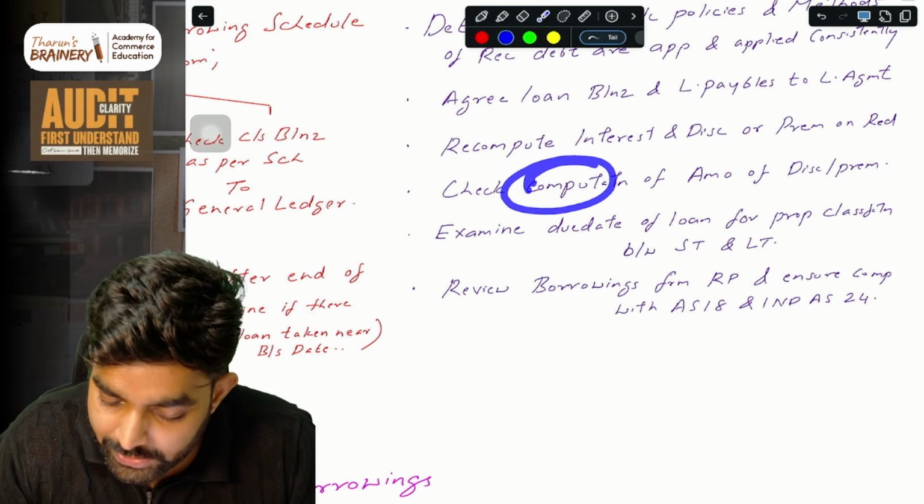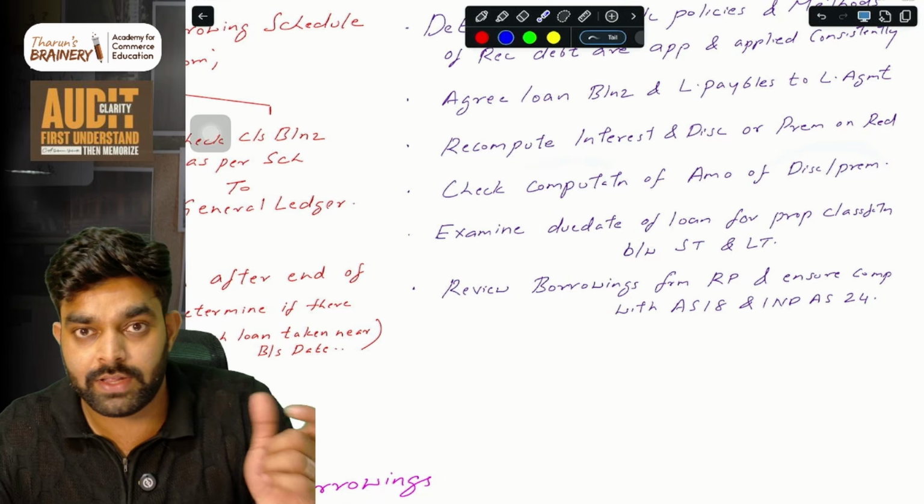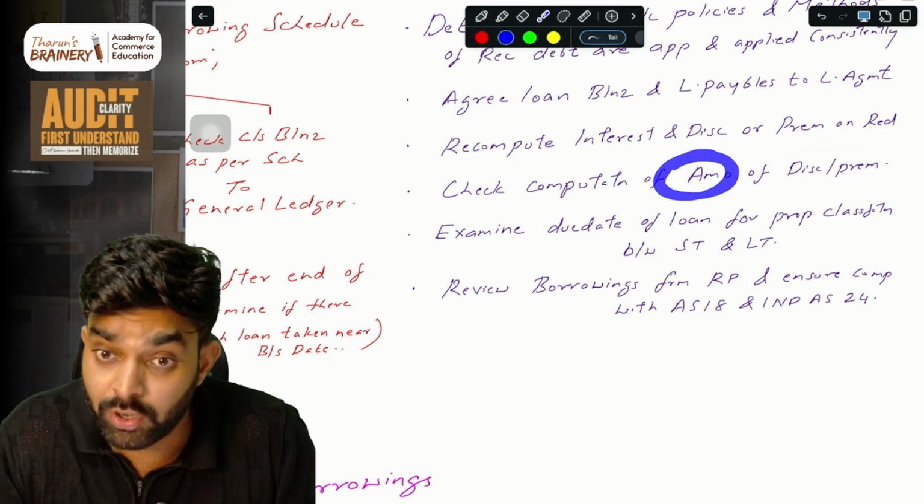Then check the computation of the amortization of discount or premium. If there is any discount or premium, check the computation of its amortization.